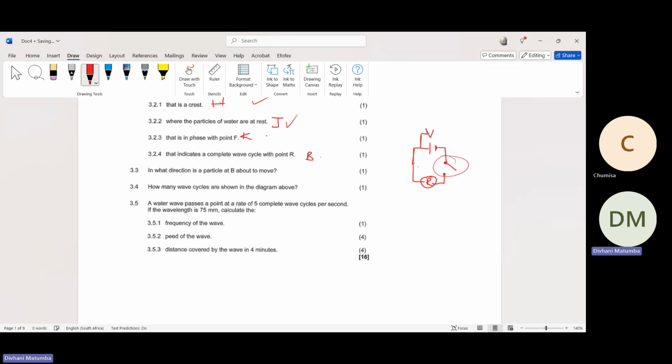So that is the definition of the EMF. It is the voltmeter reading across the battery when the circuit is open. This is an open circuit. That's an EMF. So what is the potential difference across the battery? The potential difference.